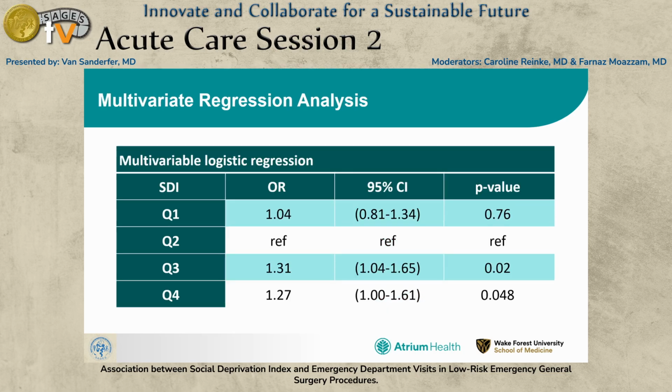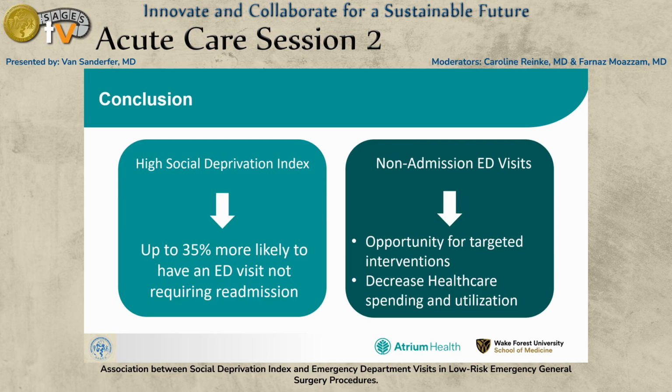And adjusting for age, insurance, CCI, and ASA scores, higher SDI scores continue to have significantly higher odds of undergoing a non-readmission ED visit. So in conclusion, patients with a higher SDI were up to 35% more likely to have an ED visit not requiring readmission after a low-risk surgery. NAED visits are an opportunity to target in order to decrease healthcare spending and utilization, especially in patients with higher SDI.